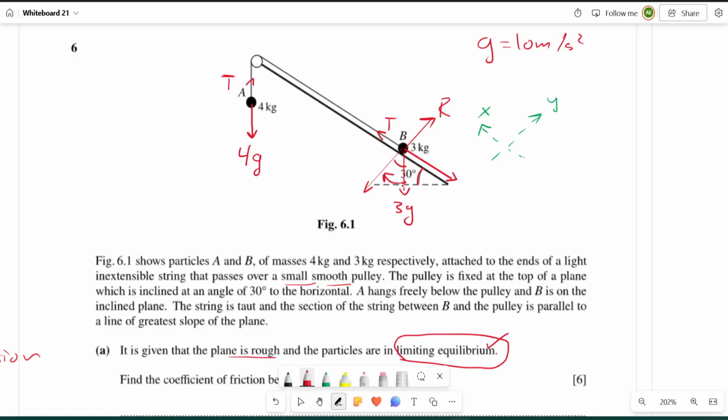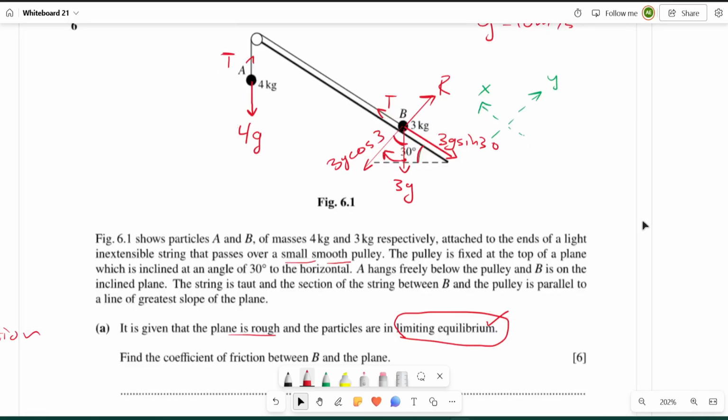If I'm moving into my angle, into the 30 degrees, this one, to get the components, it's cosine. So it's 3g cosine 30. Then if I'm moving away from my angle, away from this 30 degrees, then it's going to be sine. So this component here is 3g sine 30. Now I completely resolved both particles.